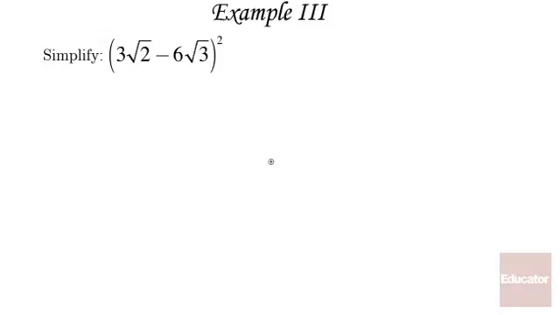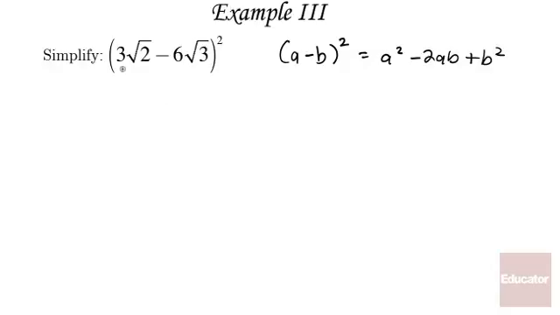Okay, in example 3, we're asked to multiply, and this is the square of a binomial. So we're asked to square a binomial, and just thinking back without involving the radicals, it's a difference squared. It's the difference of two terms, and it's the square of that difference. So we have the square of a difference, which equals a squared minus 2ab plus b squared.